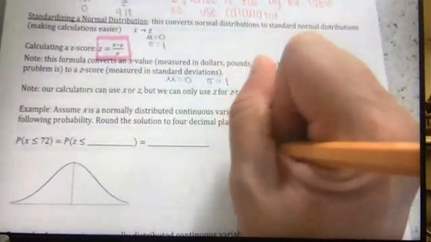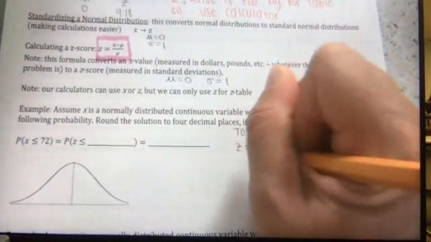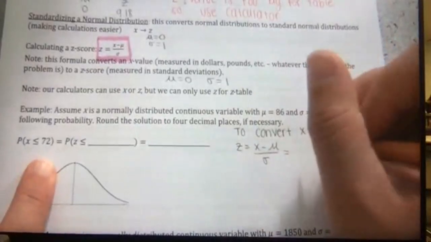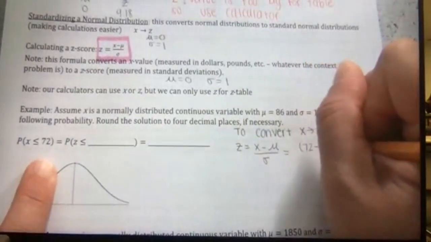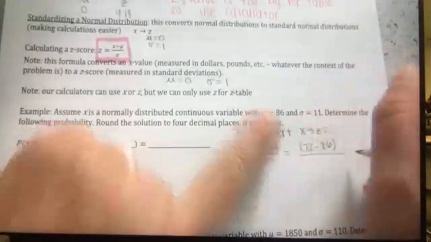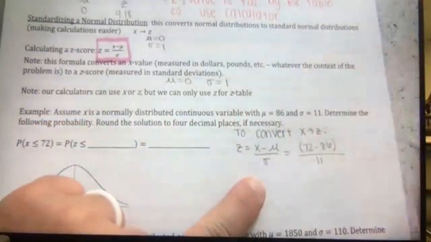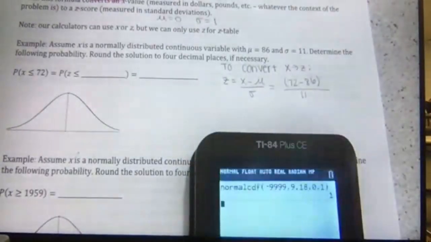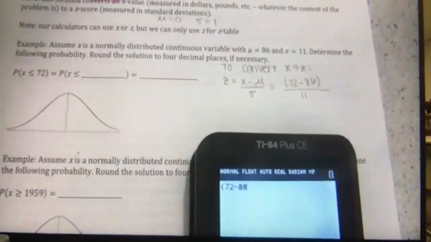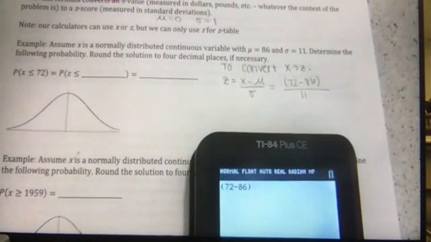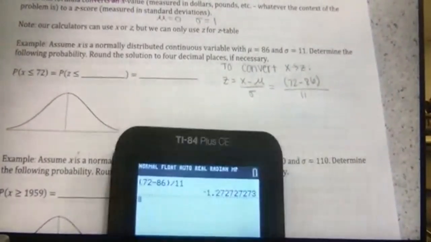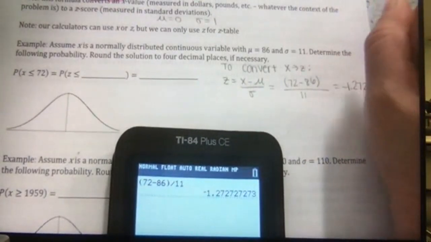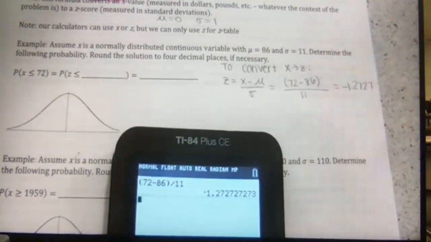So we know that Z equals our X minus our mean all over our standard deviation. So X, they told us, was 72, minus our mean, they told us, was 86. All over our standard deviation, they told us, was 11. Whenever you put it into your calculator, make sure that it's a fraction. So put the top in parentheses. So 72 minus 86 in parentheses, divided by 11. And that will give us negative 1.2727.